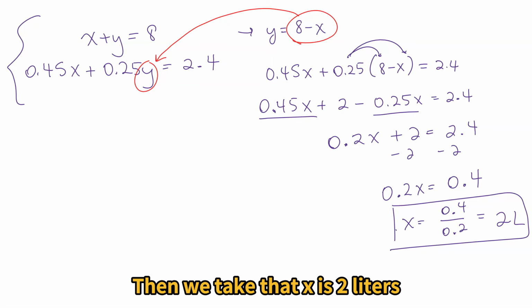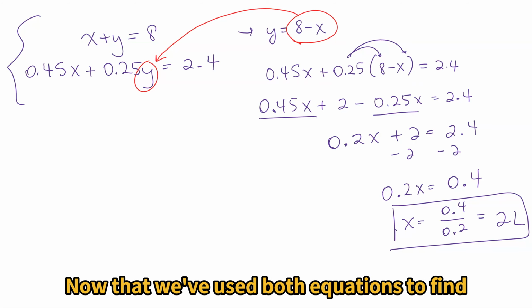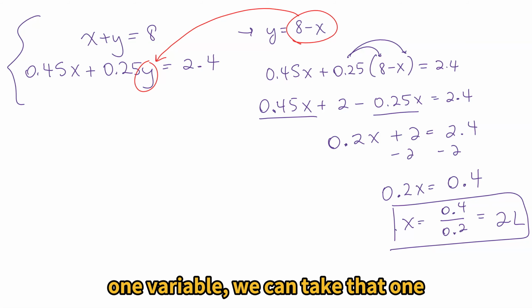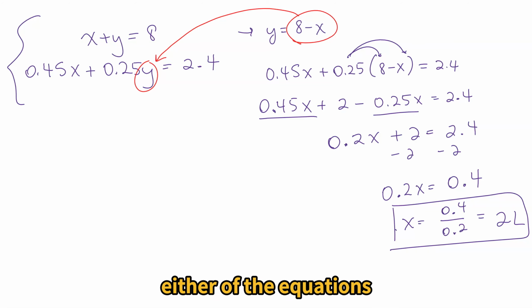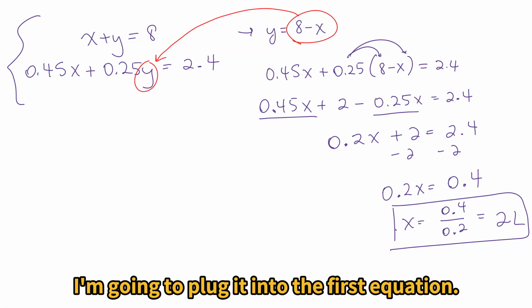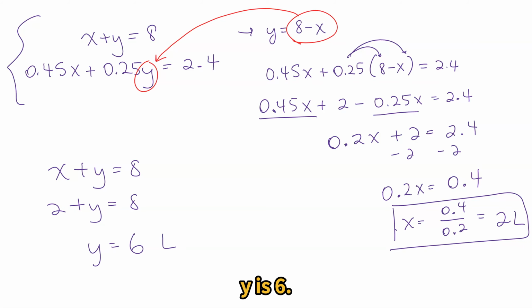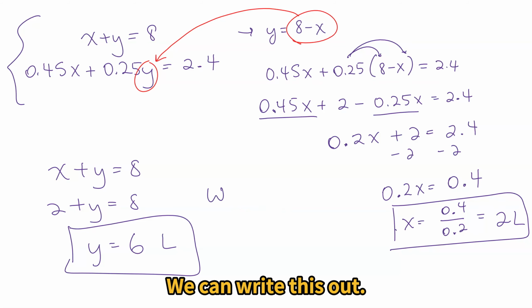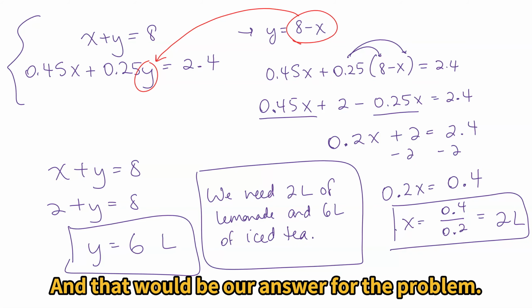Then we take that x is 2 liters and we can use it in either of the two equations above to find y. Now that we've used both equations to find one variable, we can take that one variable value of 2, plug it back into either of the equations for x, and find y. Since the first equation is simpler, I'm going to plug it into the first equation. x plus y equals 8. 2 plus y equals 8. Subtract 2. y is 6. So what do we need? We can write this out. We need 2 liters of lemonade and 6 liters of iced tea. And that would be our answer for the problem.